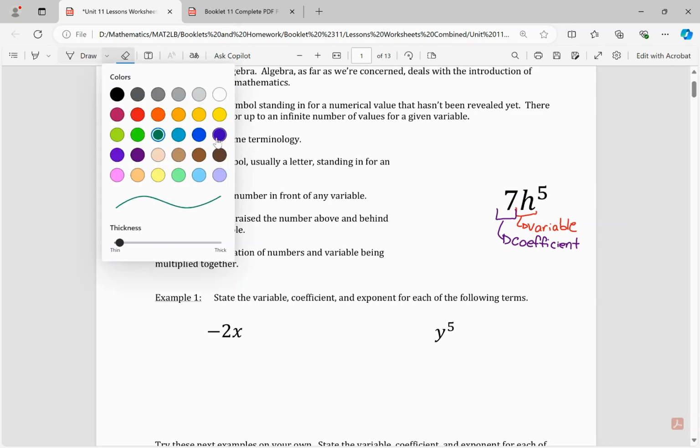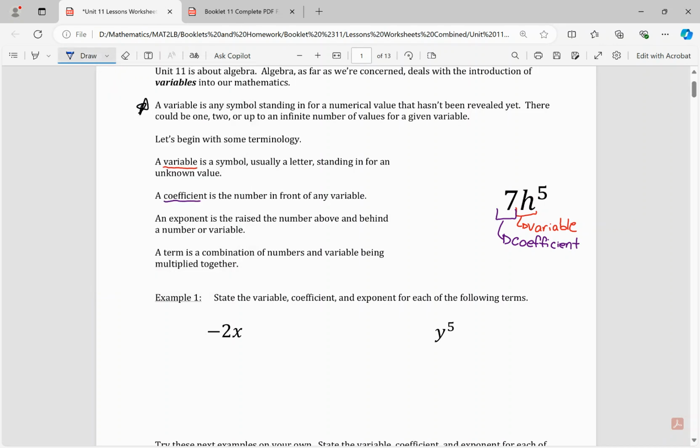The last definition that you need to know is the exponent. Now, the exponent is the raised number above and behind a number or variable. So in this case, the exponent would be this little 5 that is in what we call the superscript, right? So it's up top. And that is our exponent.